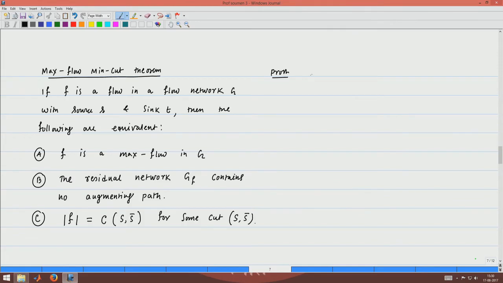Okay, so the proof is in this way. We will prove that A implies B, B implies C, and then C implies A. That means all these conditions are equivalent. First, we will start with A implies B.